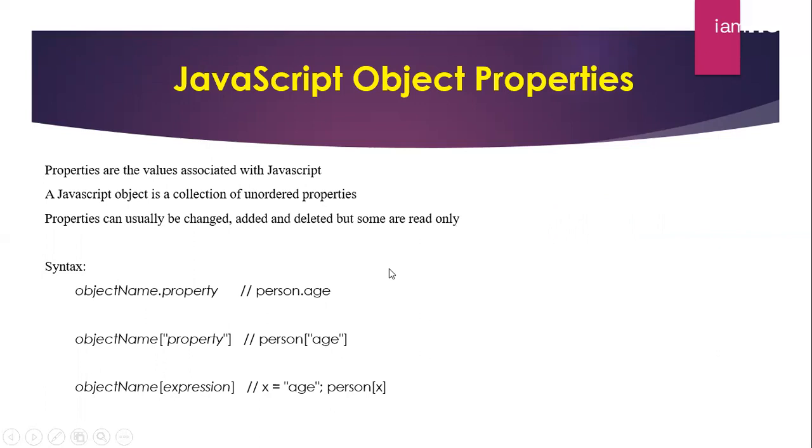Properties are the values associated with a JavaScript object. JavaScript objects have a collection of unordered properties. Properties can usually be changed, added, or deleted, but some are read only. For example, objectName.property, such as person.age. This is the syntax for accessing a property of an object. An alternative way is objectName with the property in square brackets, or objectName with an expression within the square brackets.